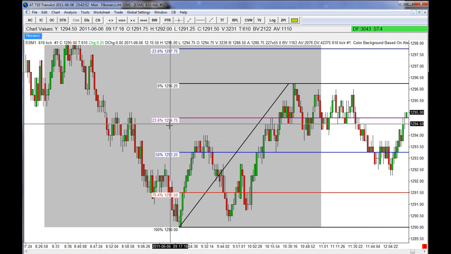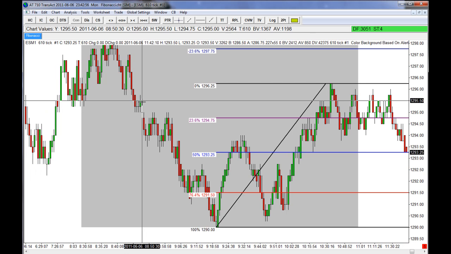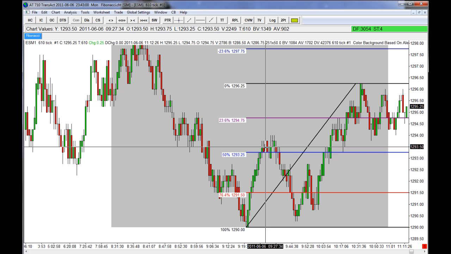Okay, and that's how I traded today. It was just one entry where I took a 7 tick profit.